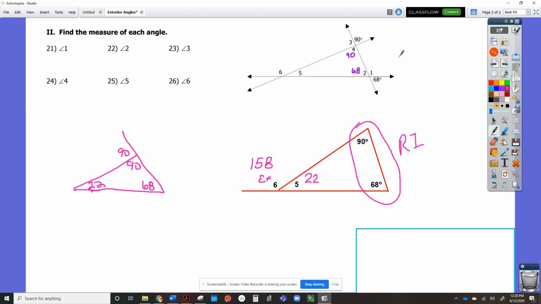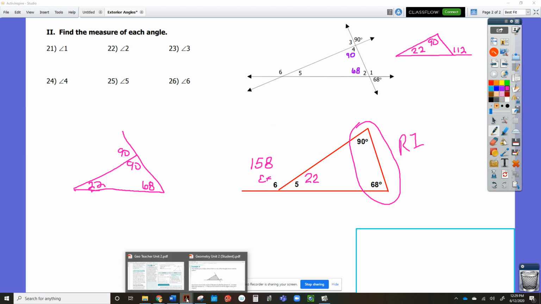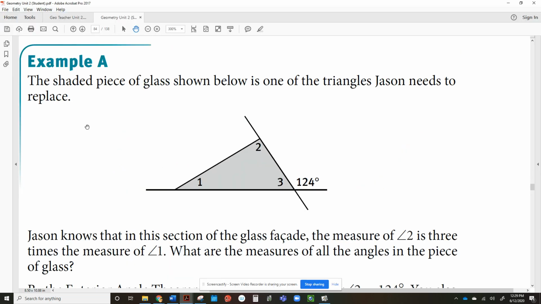Angle 1. So I'm just going to redraw the triangle. And I'm only going to draw the pieces that I need. So to find the measure of angle 1, I need these two remote interior angles. So that one's 22 and that one's 90. Add them together and you get 112. So that's pretty simple and straightforward if you can identify the pieces. And those are just some helpful hints. Your textbook gives you an example.